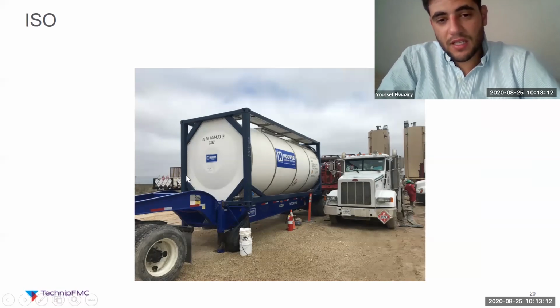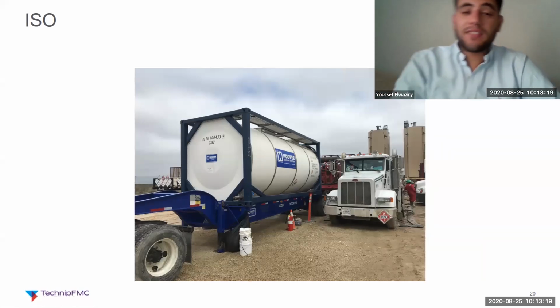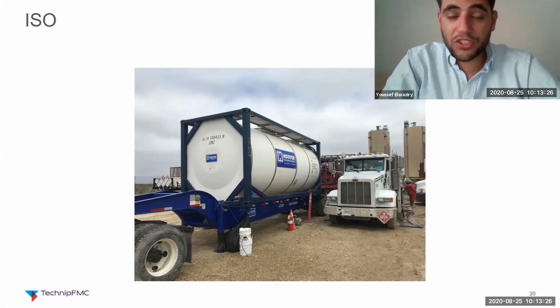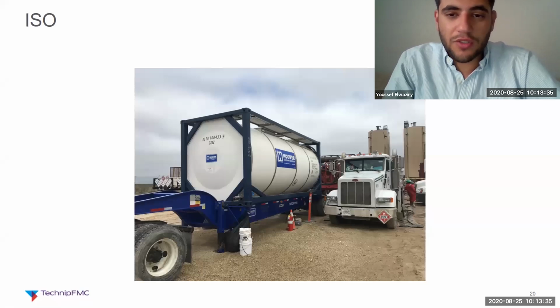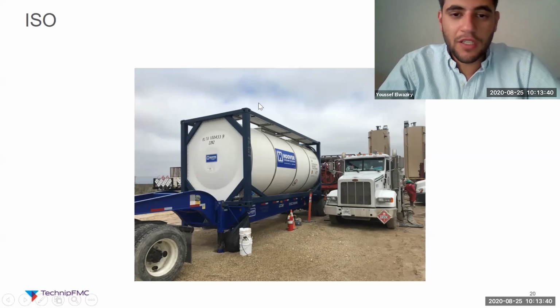This is an ISO, and an ISO is basically a huge container that can withstand up to 5,000 gallons, and we use it with the chemicals that we use often. Usually it's the FR, friction reducer. A friction reducer is used a lot for every single frac stage, so we use a lot of it on location. So instead of getting small totes and keep swapping them, we just get this big ISO and store the FR on location.